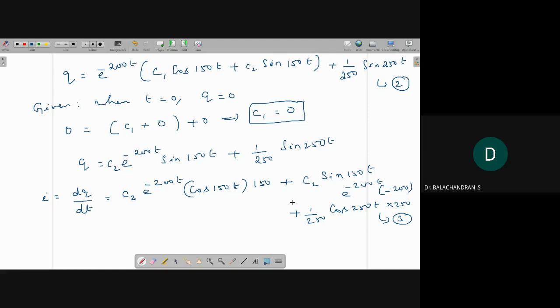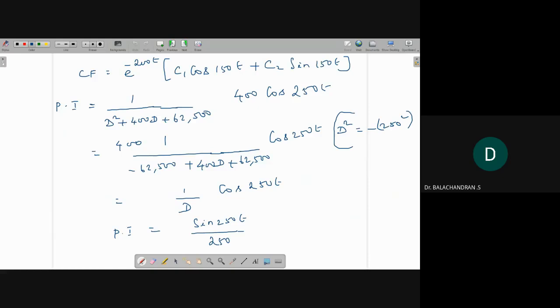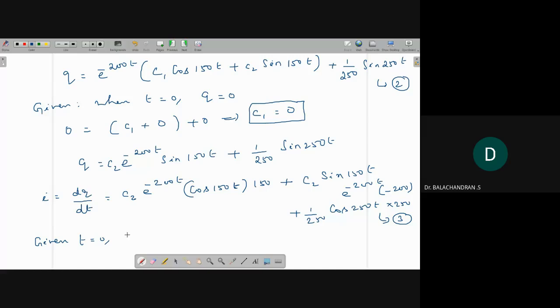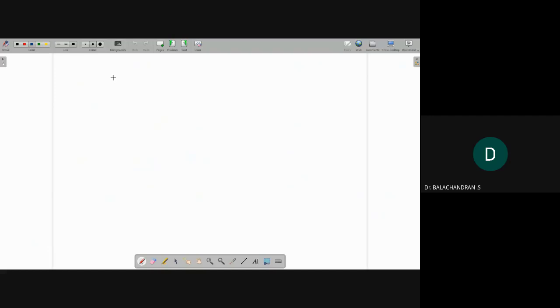The reason is, what is the next initial condition we need to use? Anybody? What is the next initial condition we need to use? Initially the current is 0, and dq by dt equals 0. Yes, when t equal to 0 is correct, and dq by dt equal to 0, current I equal to 0. So now substitute t equal to 0, I equal to 0 in equation 3. Okay, so I'll get 0.